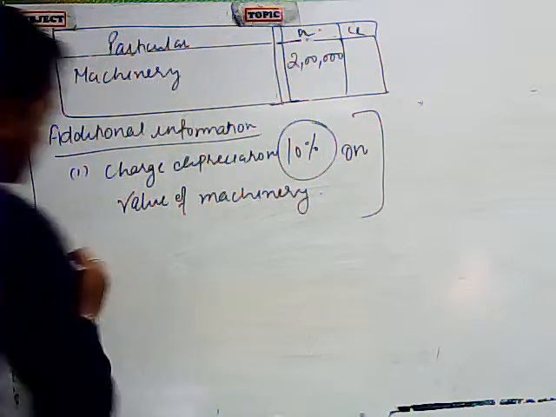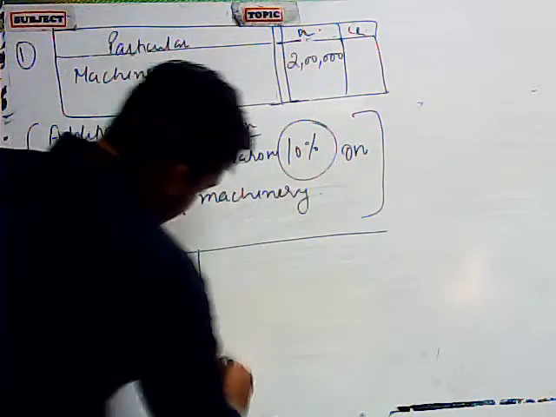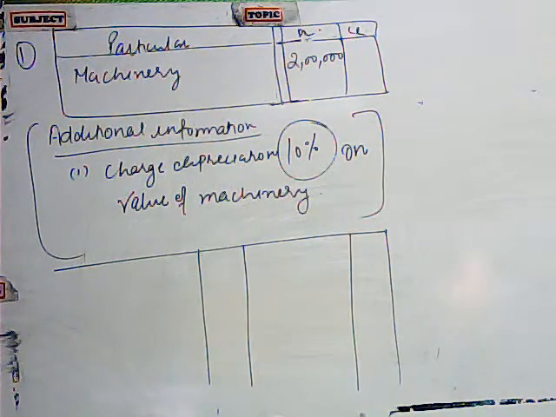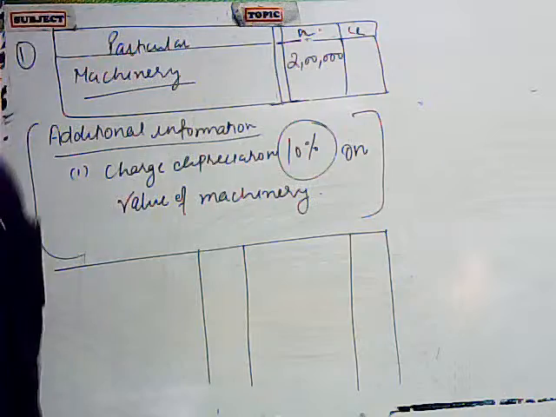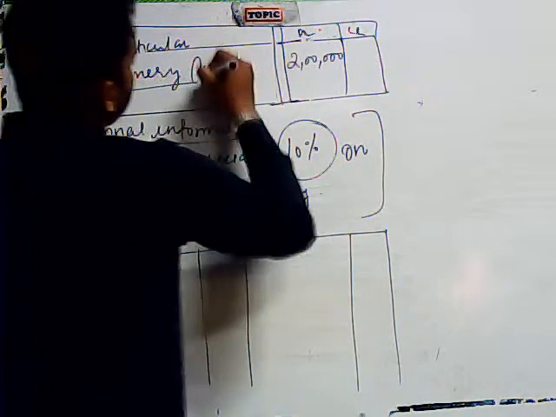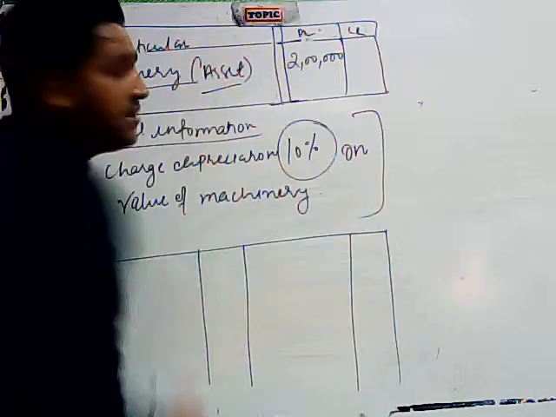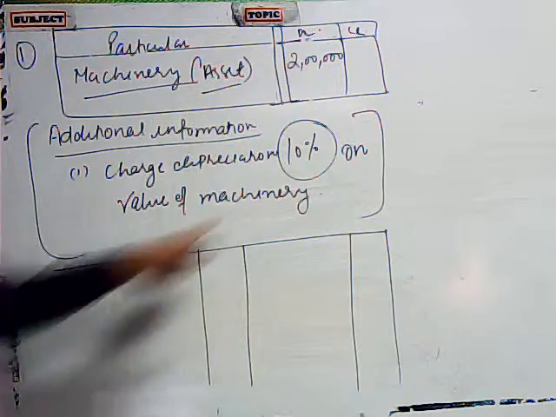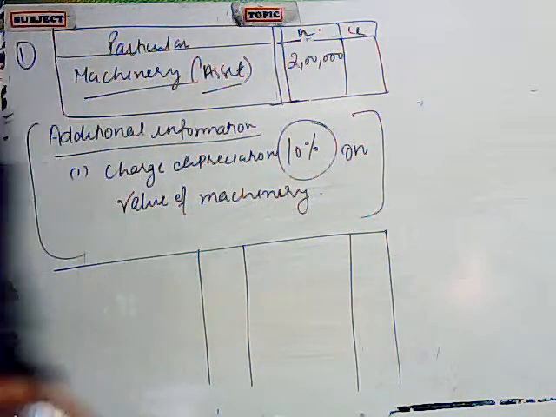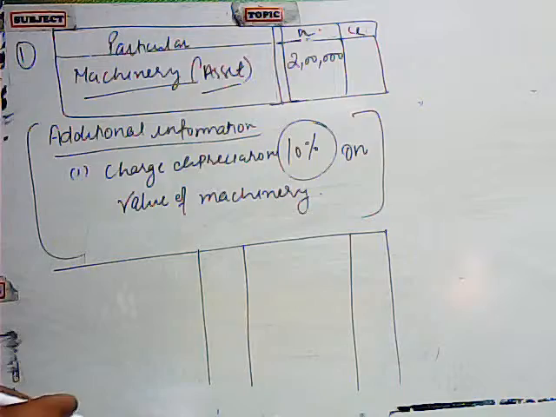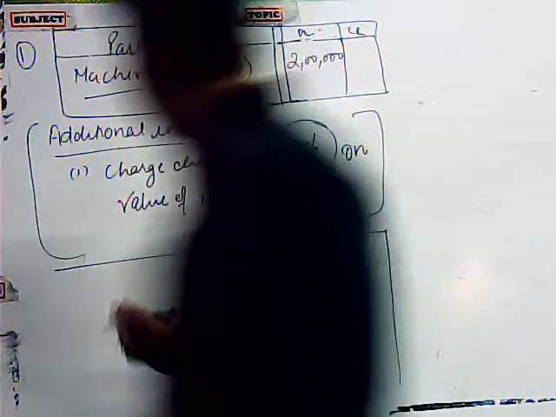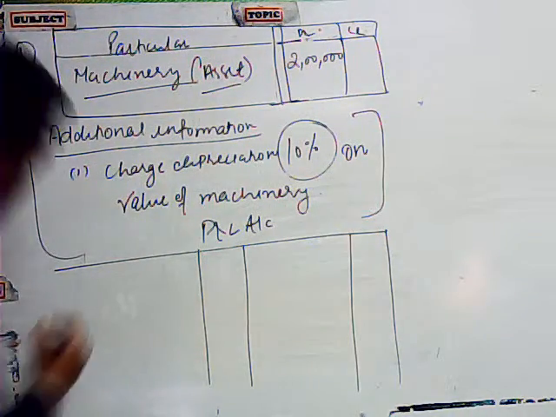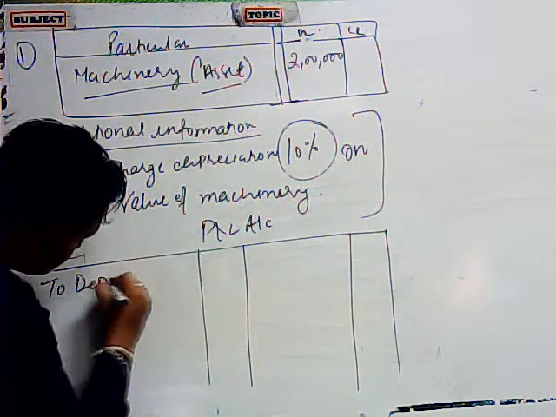Firstly, we have to record the value of machinery. The nature of machinery is an asset. We know that it is an asset. So firstly, we have to record the value of depreciation, which is 10%. Clear? And normally we record it under the profit and loss account, where we have to write depreciation.